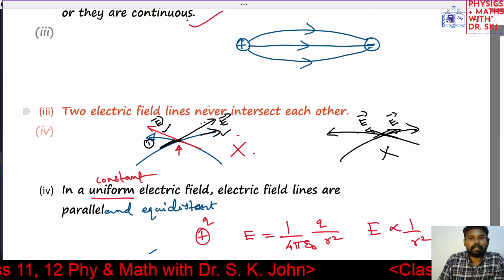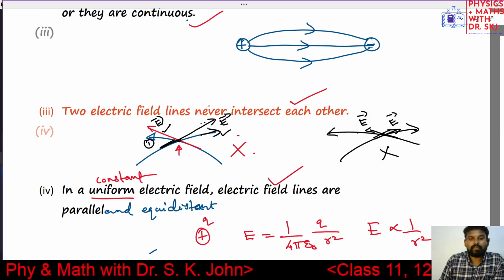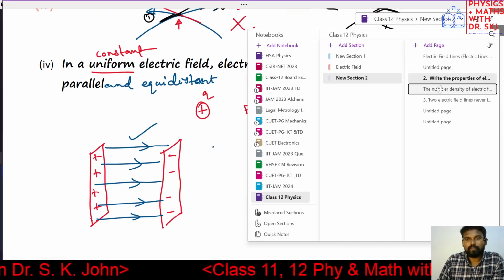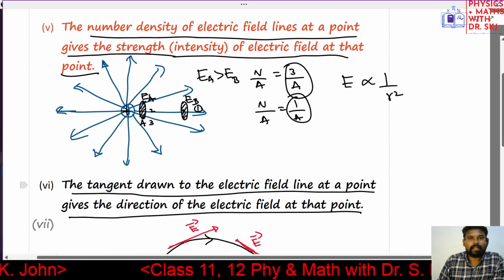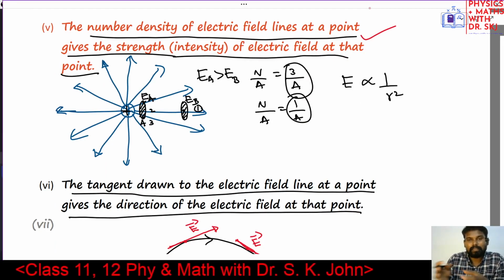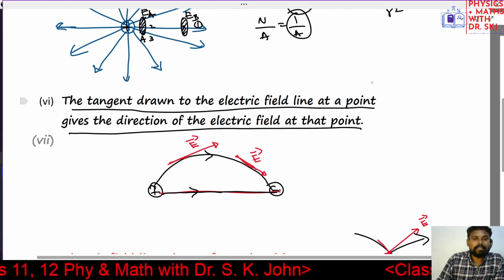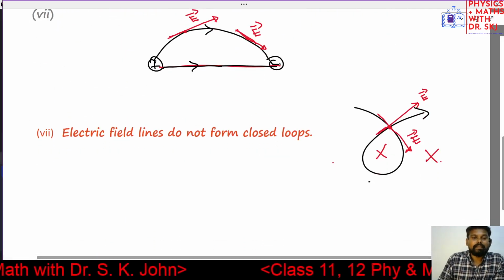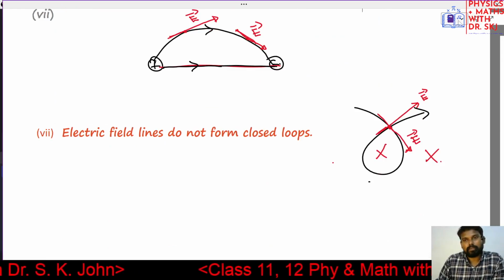The two field lines will never intersect each other. In a uniform electric field, lines are parallel and equidistant. And the fifth property, the number density of field lines at a point gives the strength of the electric field. When the field lines are closer, electric field is stronger. The tangent drawn to the electric field line at a point gives the direction of the electric field. And finally, the electric field lines do not form closed loops.